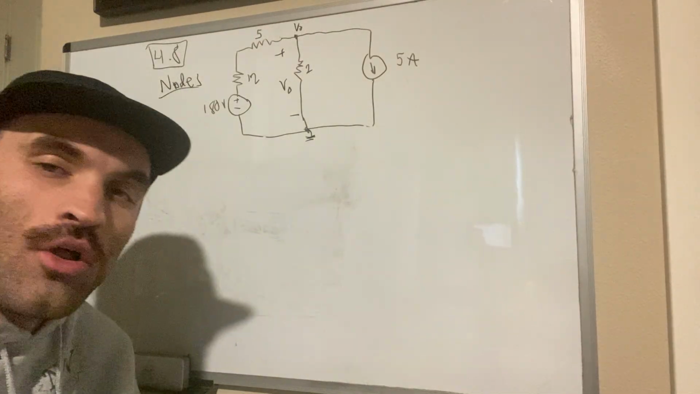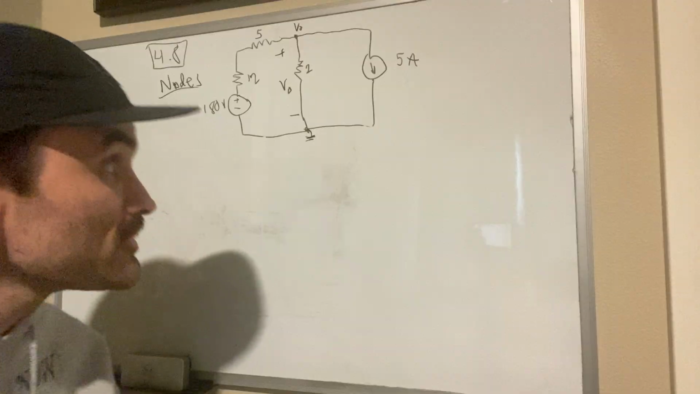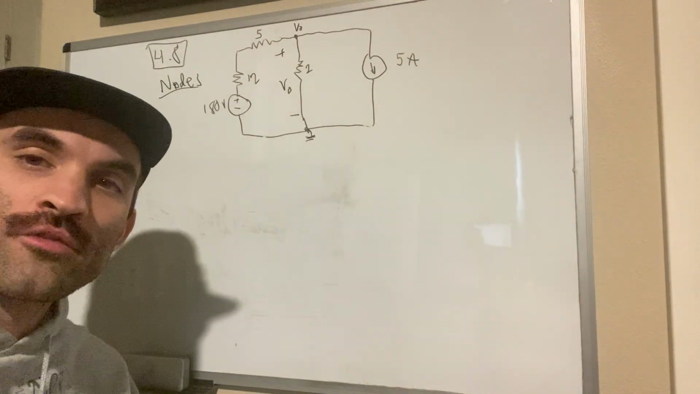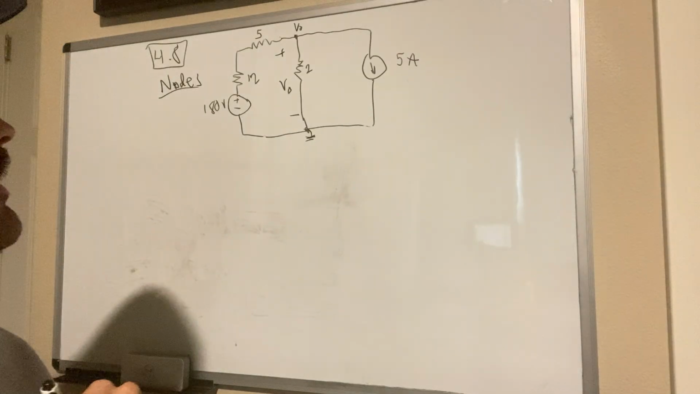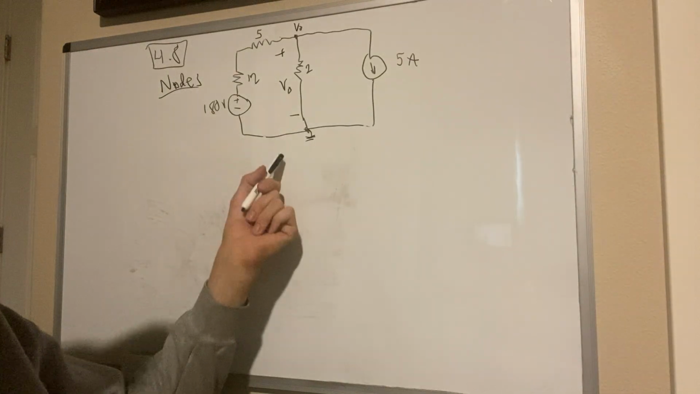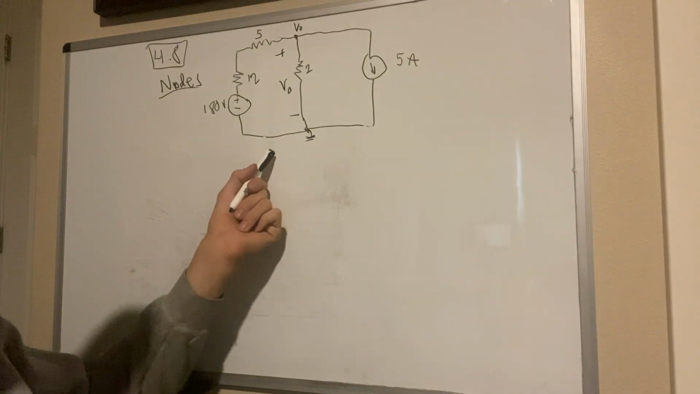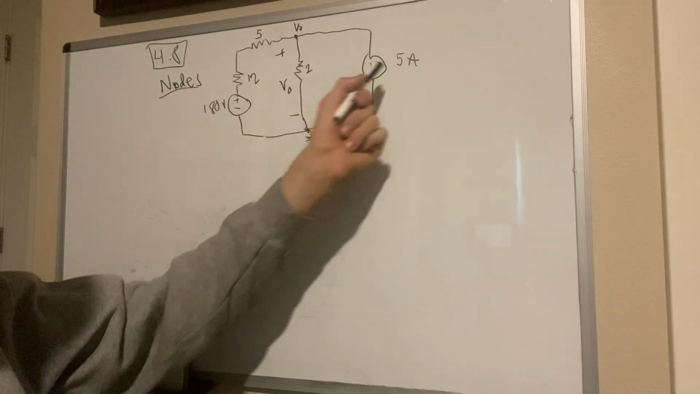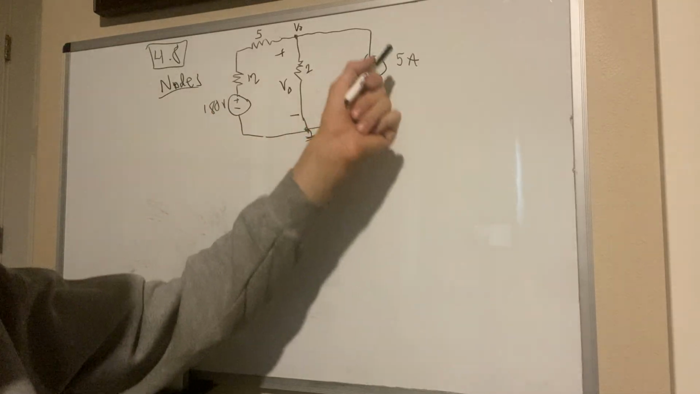Hey everybody, so let's solve the first problem in the test exam, 4.8 from homework 4. Let's get right into it. So this is the circuit from the problem. We have the 180 volt source on the left with a 5 amp source on the right in another branch.